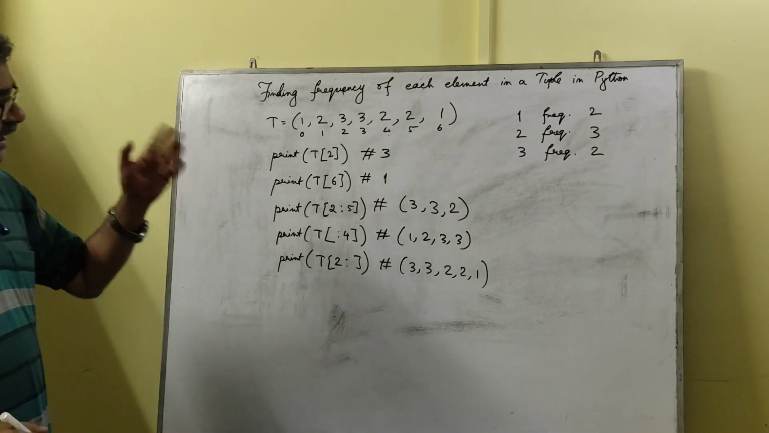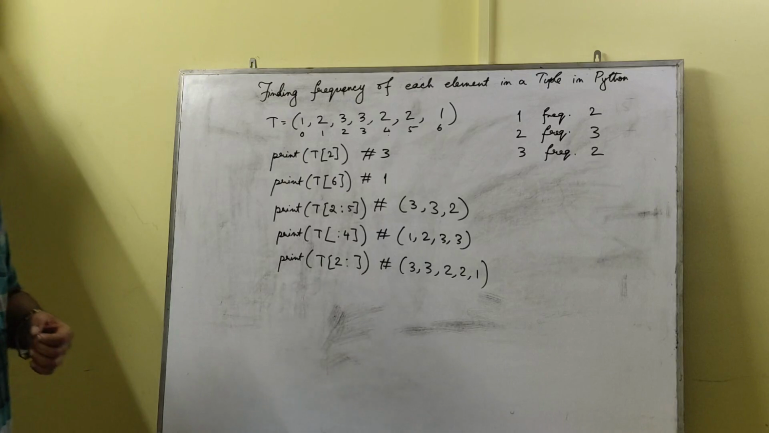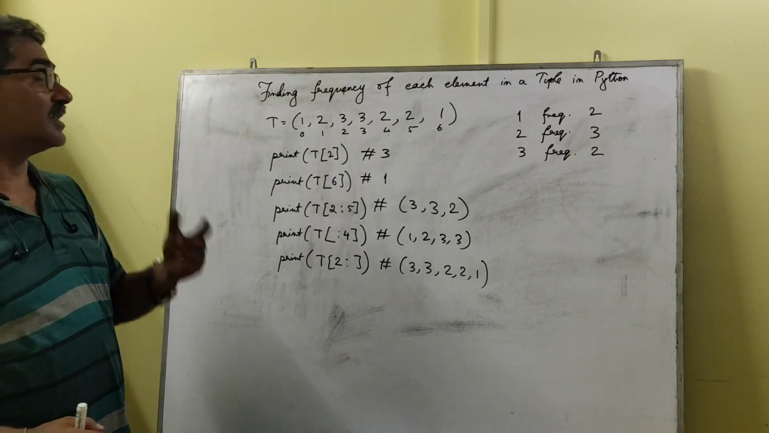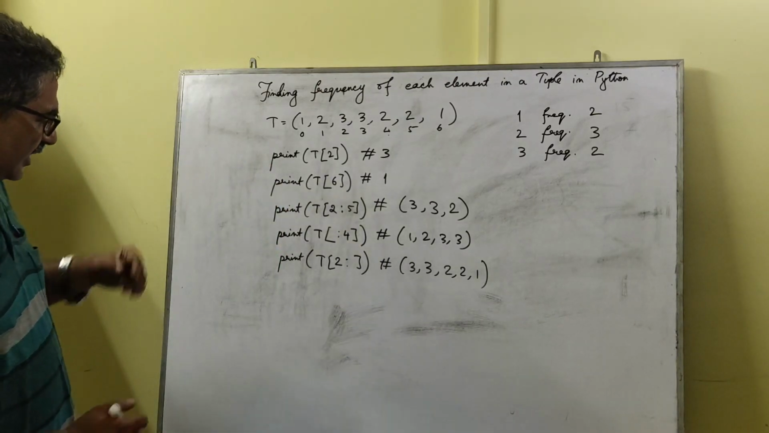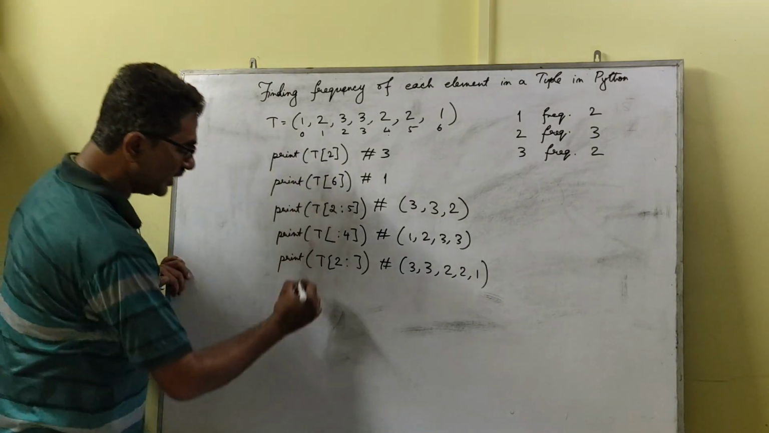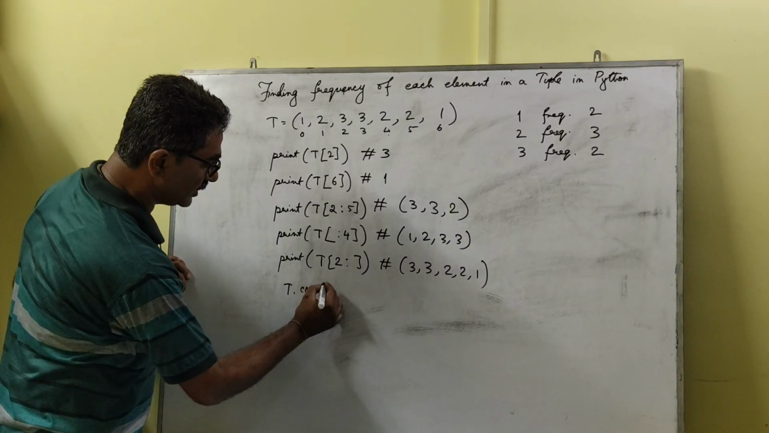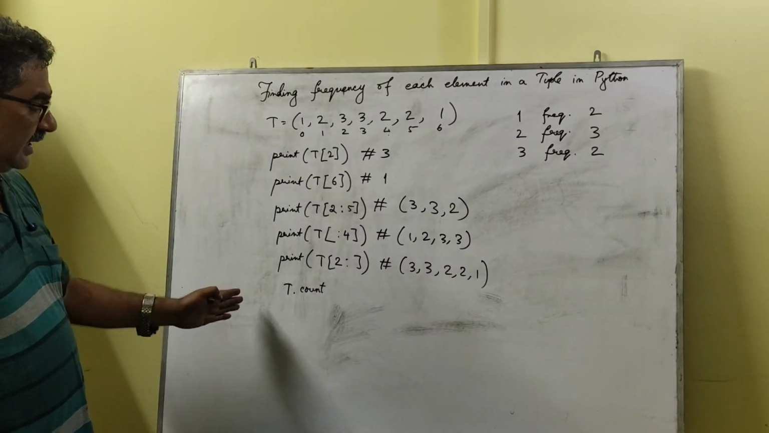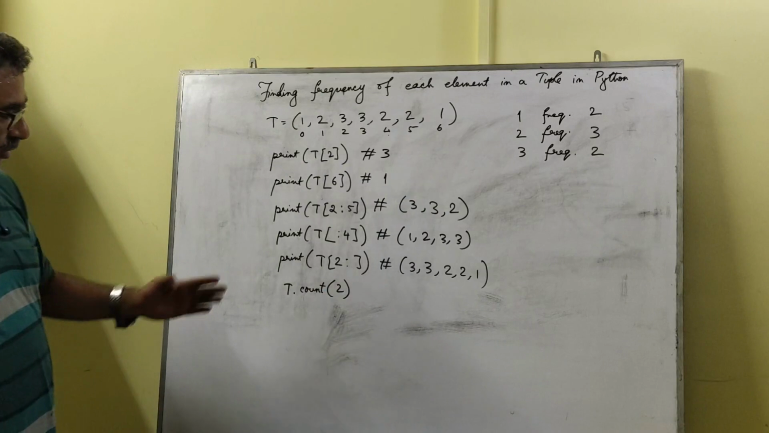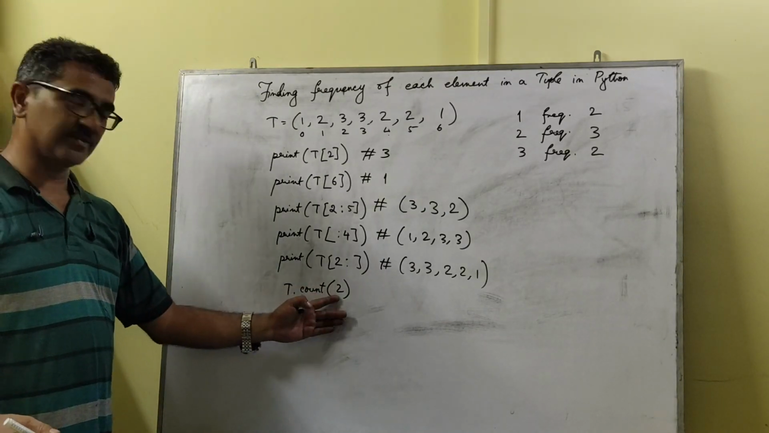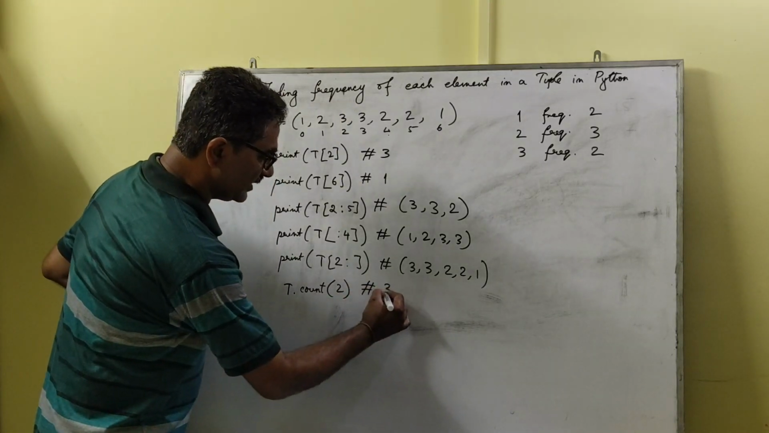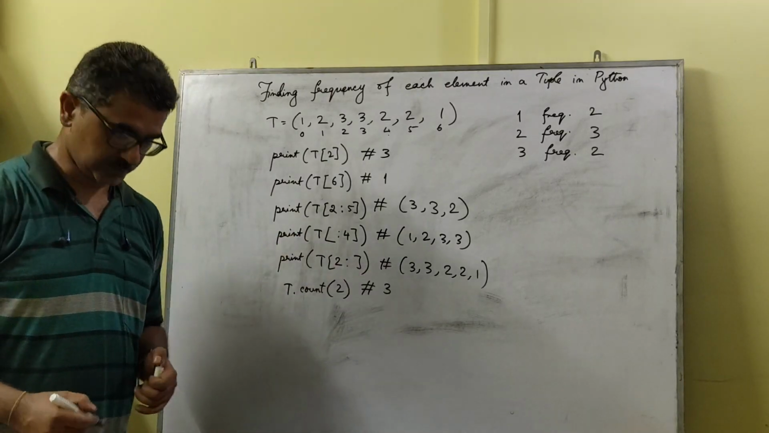Now one more thing, finding the frequency of an element in a tuple. Suppose I want to count how many times the element 2 is present in the tuple. What we write is T dot count, where T is the name of the tuple, and simply write 2. This is going to return the frequency of the element 2 inside the tuple T. So it's going to return 3. That is the frequency of 2.